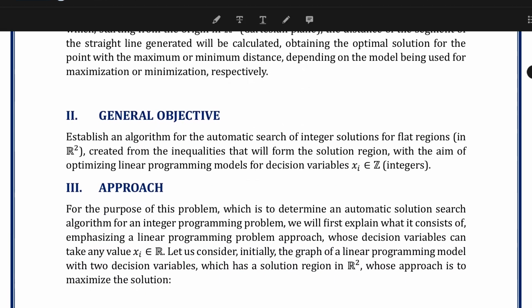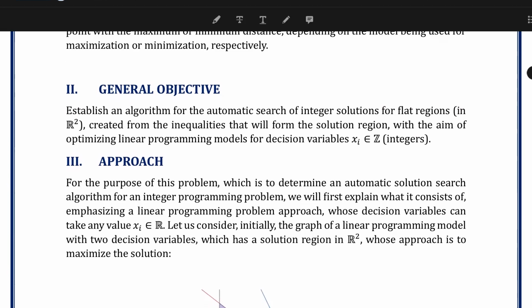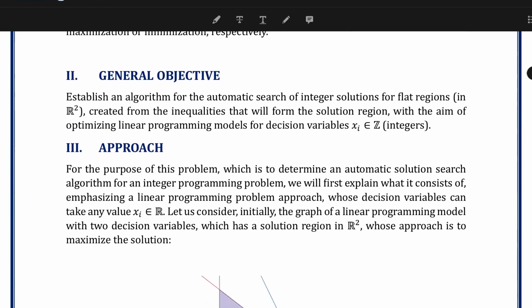Now we have the approach. I am Talais Damian, and this is the approach for the proposal of this problem, which is to determine an automatic solution search algorithm for integer programming problems. We will first explain what it consists of, emphasizing linear programming in this article. Now, this is going to be summarized.